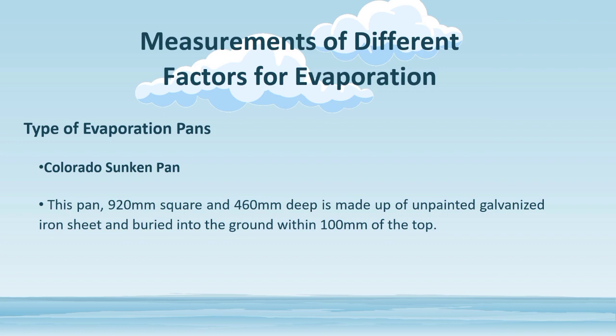ng pan. Ang drawback po ng Colorado Sunken Pan is difficult to detect leaks since buried po siya 10 centimeters of the top. So, di po makikita sa ilalim kung nagkakaroon na po ba ng leaks ang pan?